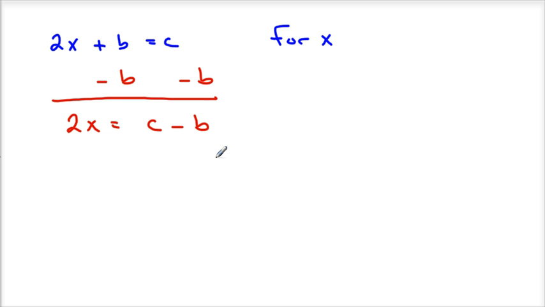And then my last step here, I don't want 2x, I just want x. What's my last step? Divide both sides by 2. Excellent, divide both sides by 2. So x equals c minus b divided by 2.